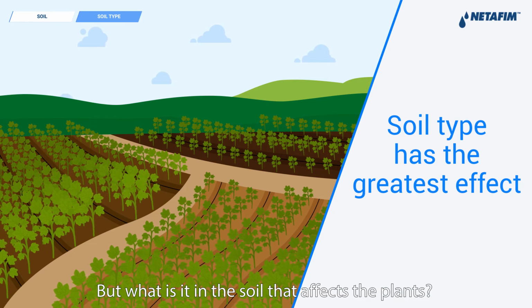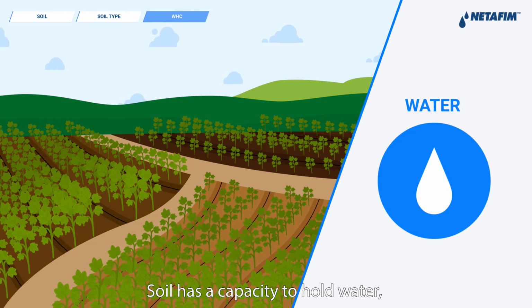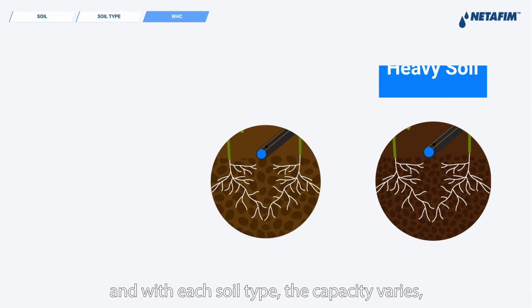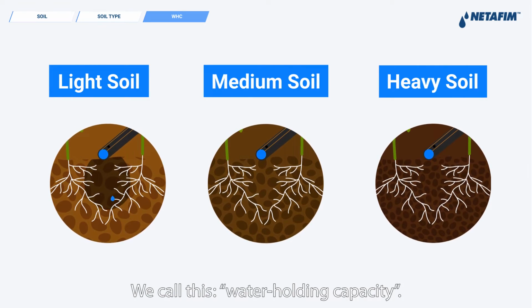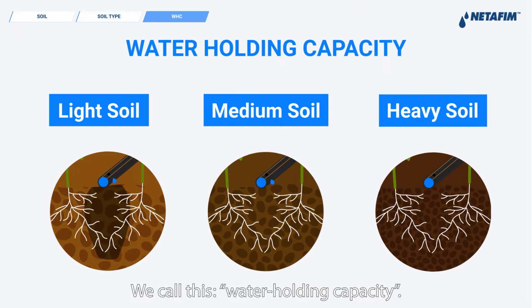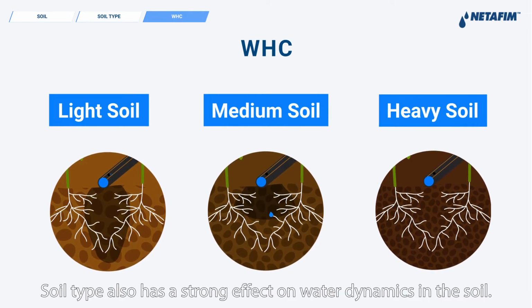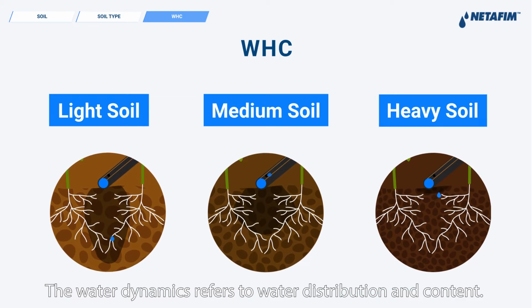But what is it in the soil that affects the plants? It's mainly the water in the soil. Soil has a capacity to hold water, and with each soil type, the capacity varies, since each soil type can hold different amounts of water. We call this water holding capacity. Soil type also has a strong effect on water dynamics in the soil. The water dynamics refer to water distribution and content.